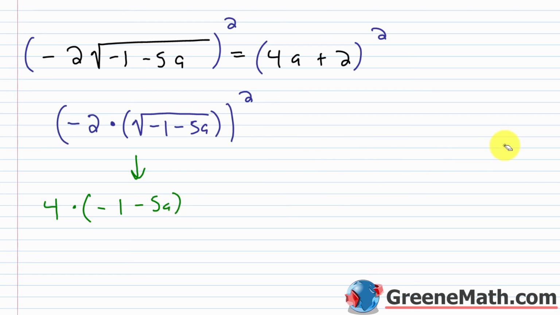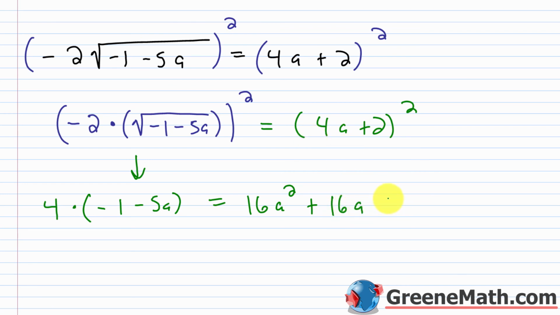All right, so with that being said, let's put this is equal to, we have 4a plus 2, that quantity squared. And again, we can use our special products formulas for this. Square the first guy, that's 16a squared, plus 2 times this guy times this guy. 2 times 4 is 8, 8 times 2 is 16, then times a, then plus the last guy squared. All right, so simplifying here on the left, 4 times -1 is -4. And then 4 times -5a is -20a. So this equals 16a squared plus 16a plus 4.